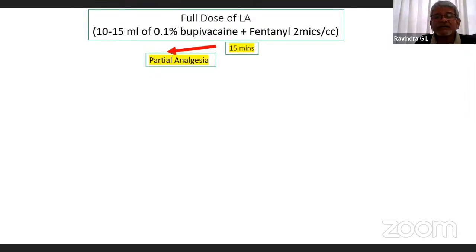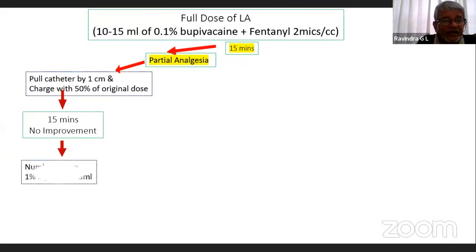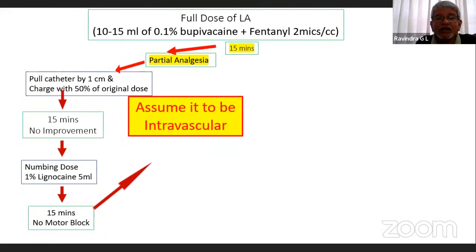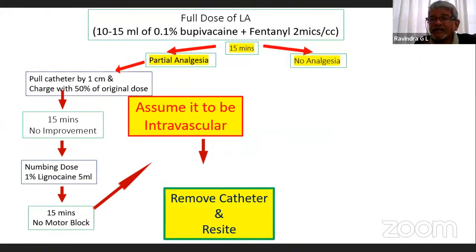So this is the flow chart. Give the full dose. After 15 minutes, if there is partial analgesia, pull the catheter by 1 centimeter, top up with 50% of the original dose. After 15 minutes, if there is no improvement, give the numbing dose of 1% lignocaine 5 ml. Within 15 minutes, if there is no motor block, you assume it to be intravascular, pull out and resite. This is for partial analgesia. On the other side, when there is no analgesia after 15 minutes, don't repeat the dose.